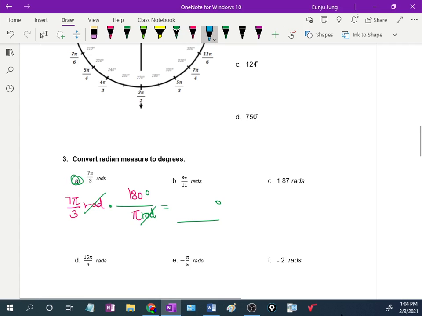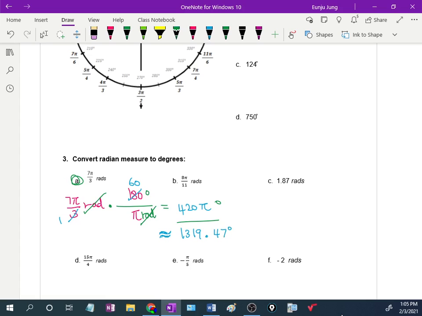So let's do numbers. 3 canceled out, 3 times 6 is 18, so I need to multiply 60 times 7, which is 420 pi degrees, right? If you want to leave pi, that's fine. Or if you don't want to keep pi, you can multiply by pi in the calculator, so you can find the answer. So that will be approximately equal to 1319.47 degrees.